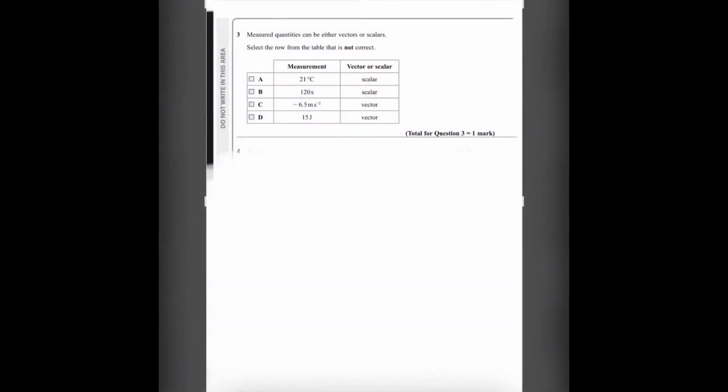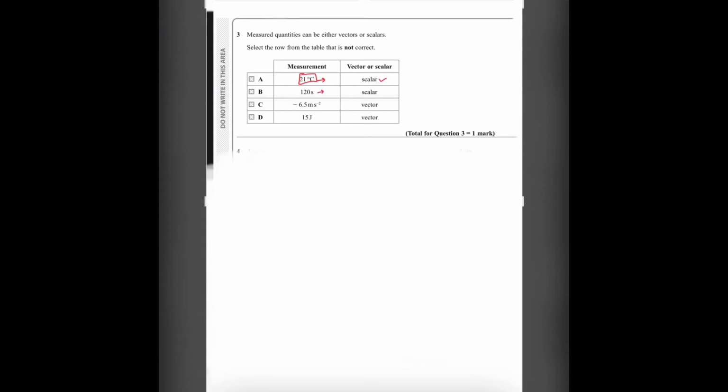Number 3. Measured quantities can be either vectors or scalars. Select the row from the table that is not correct. So a scalar quantity is one that has magnitude but does not have any direction. A vector quantity is one that has both magnitude and direction. So this measurement is 21 degrees Celsius. So 21 degrees Celsius is temperature, right? So temperature is a magnitude, but temperature does not have any direction. So this is scalar. This is the correct answer.